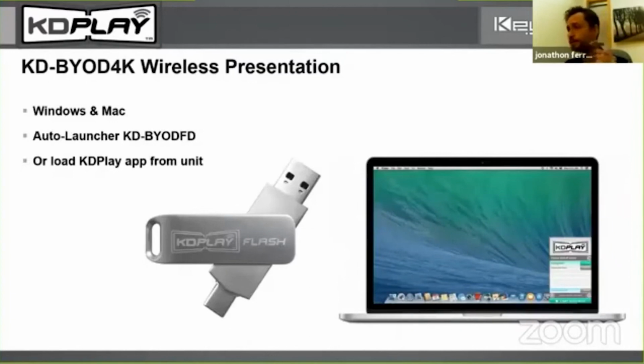Getting started is really as easy as possible. Every BYOD 4K comes with this dual-headed flash drive called KDPlay Flash, or the model number KDBYOD FD, again, like flash drive. And you could also purchase them individually if you'd like. Oftentimes you may leave these at your administrative desks, and when somebody's coming to check in for the conference room, you can have this with the aluminum enclosure here. It's very heavy duty, and you could have a tag on there that has the room name or room number.